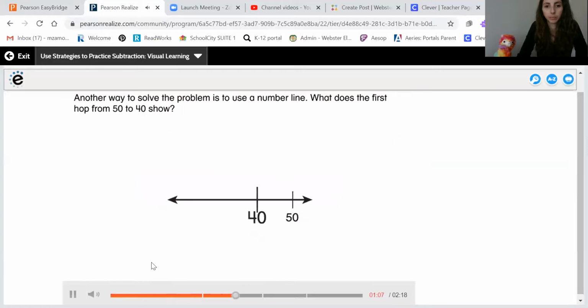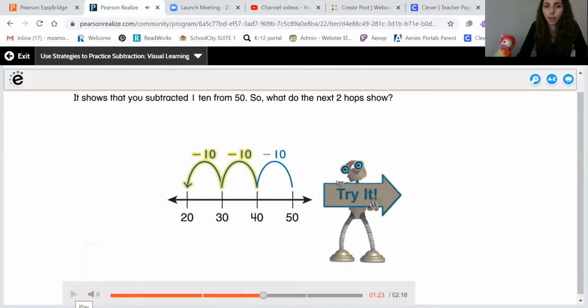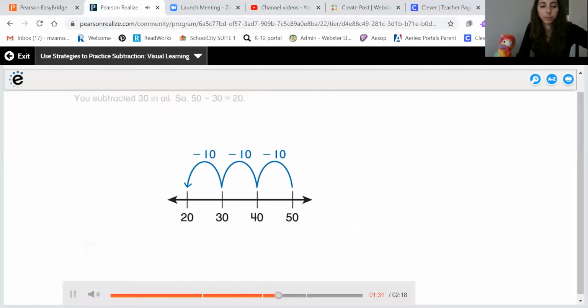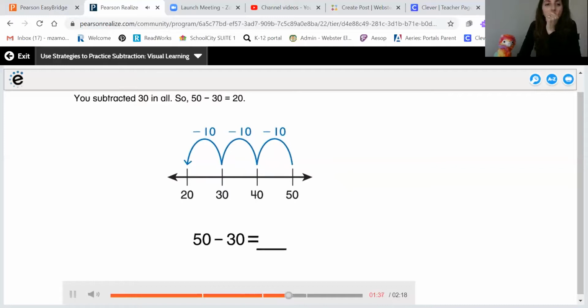Another way to solve the problem is to use a number line. What does the first hop from 50 to 40 show? It shows that you subtracted 10 from 50. So, what do the next 2 hops show? 10 and 10, that equals 20. So the next 2 hops have to be subtract 20. They show that you subtracted 2 more tens, or 20 more. You subtracted 30 in all. So, 50 minus 30 equals 20.